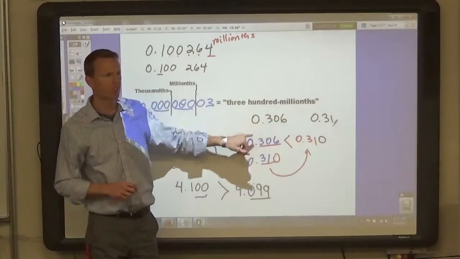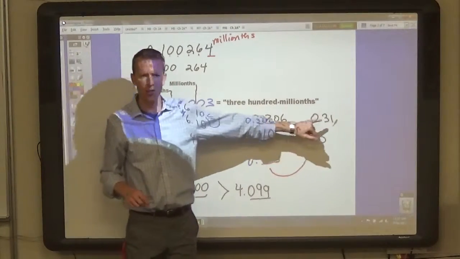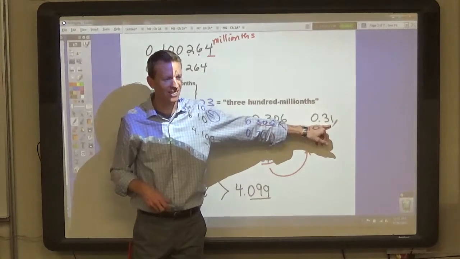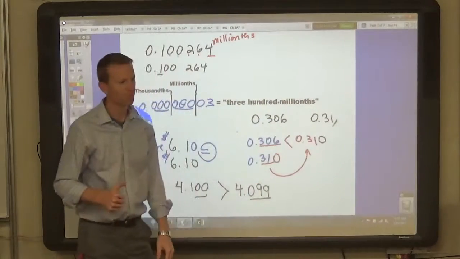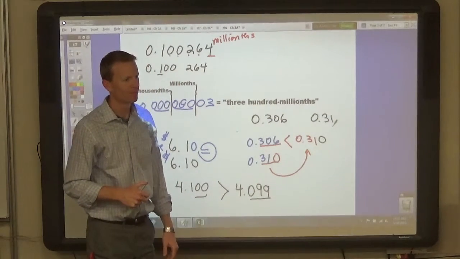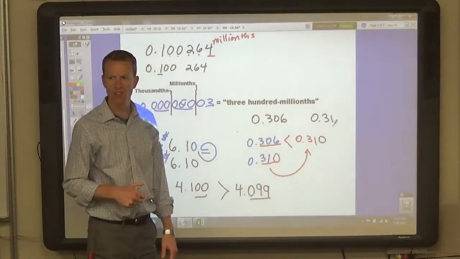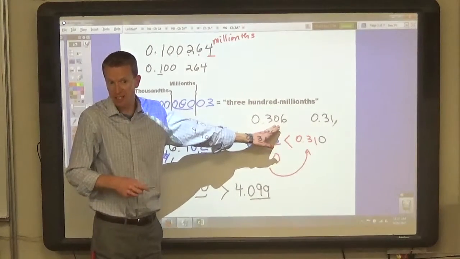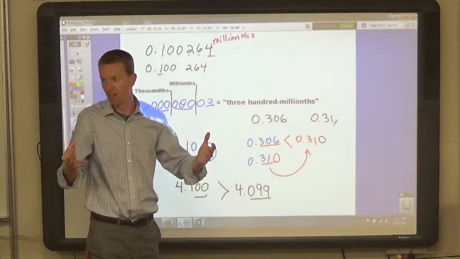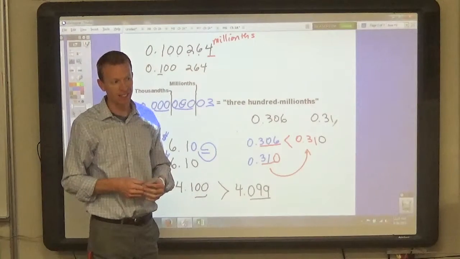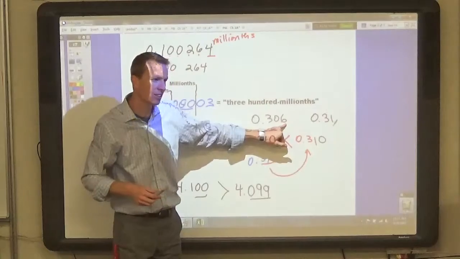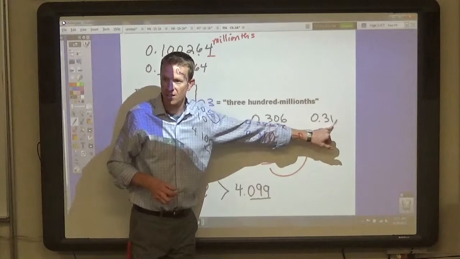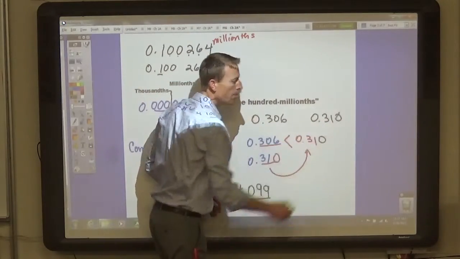Now, look at these digits. 306 and 31. Which one is bigger? The one on the left. No. 306 and 31. You'd think that 306 is bigger, right? Yeah, because 306 seems like more than 31. But not when we compare all the places. Because this is 306 thousandths. This is 31 hundredths. So we have to compare them with the same number of places.